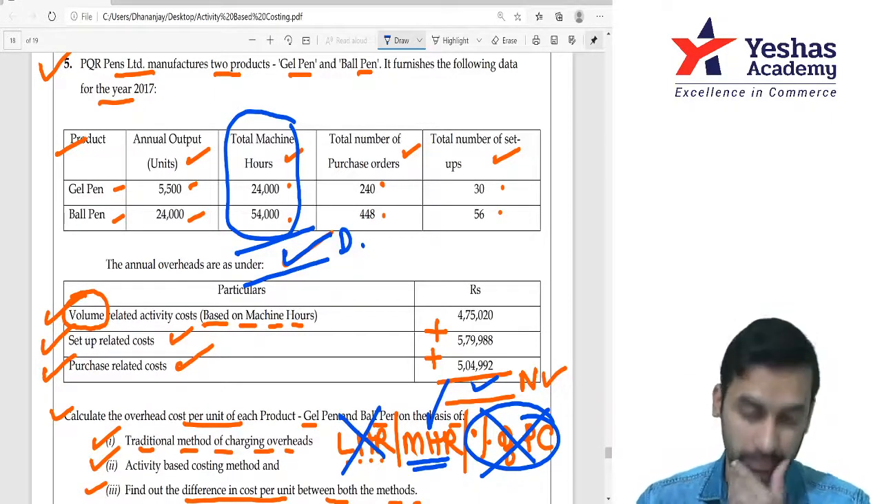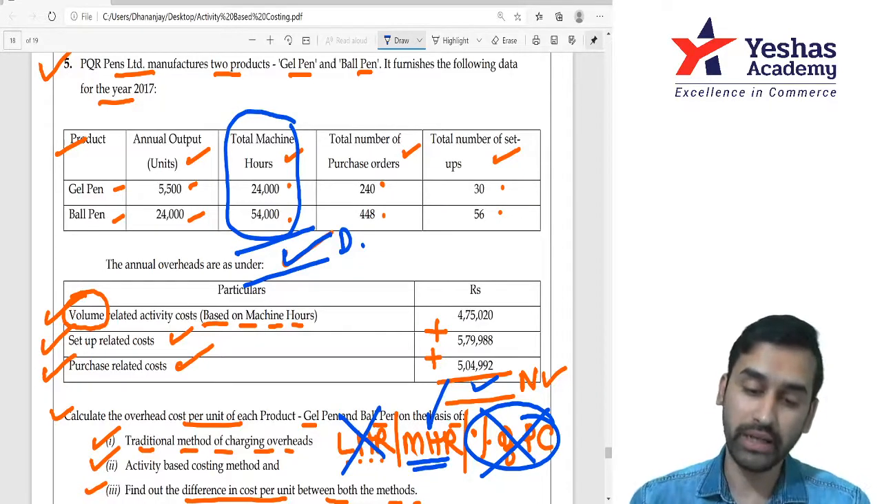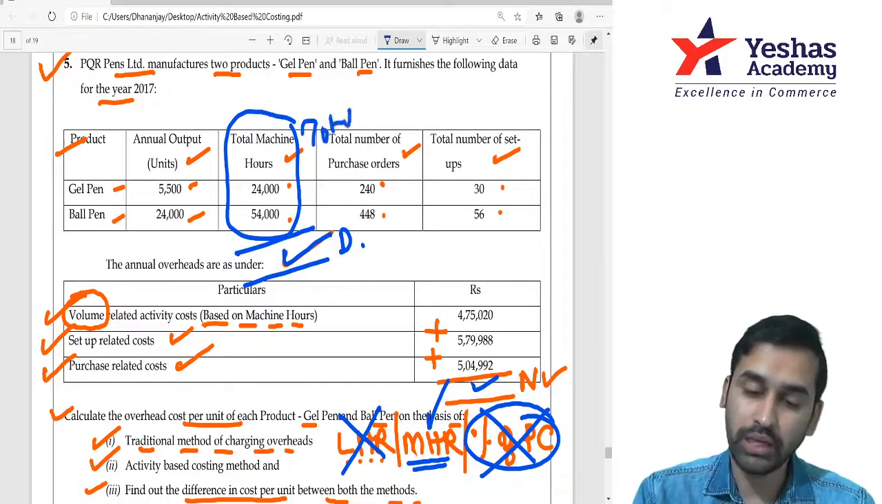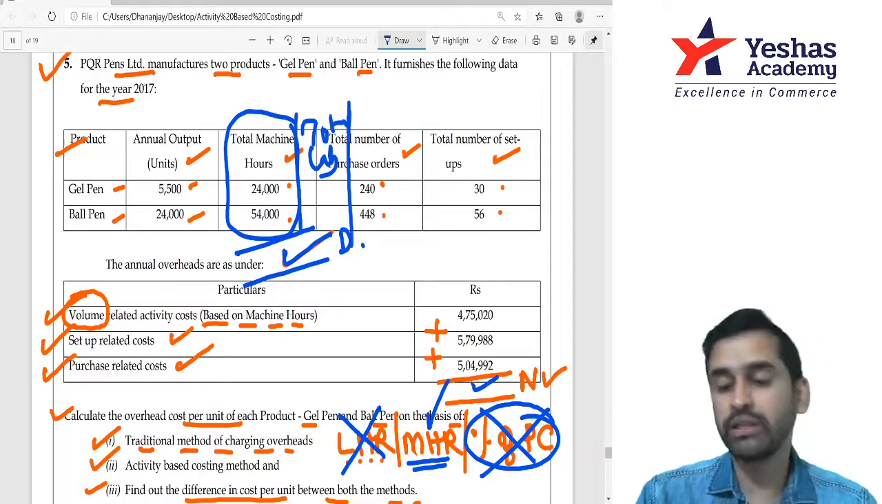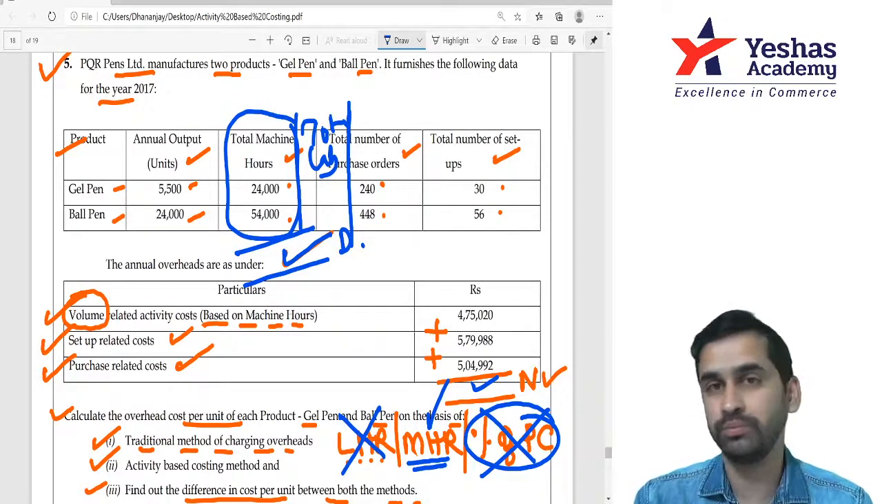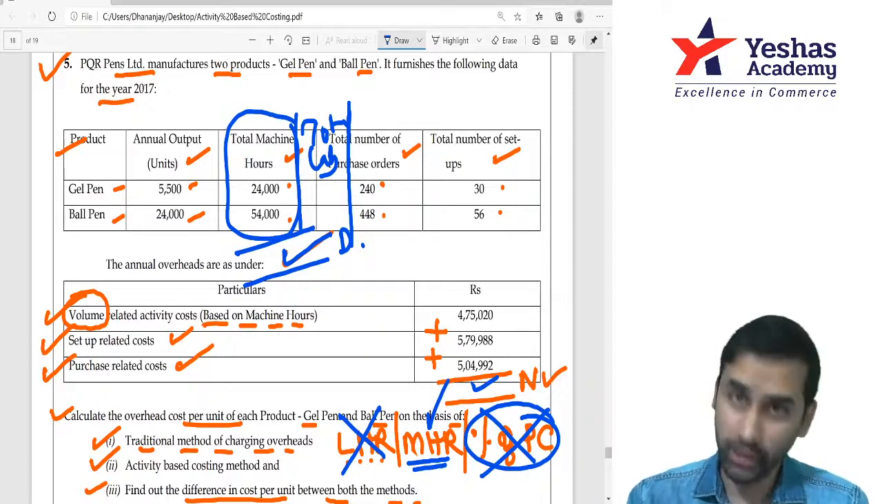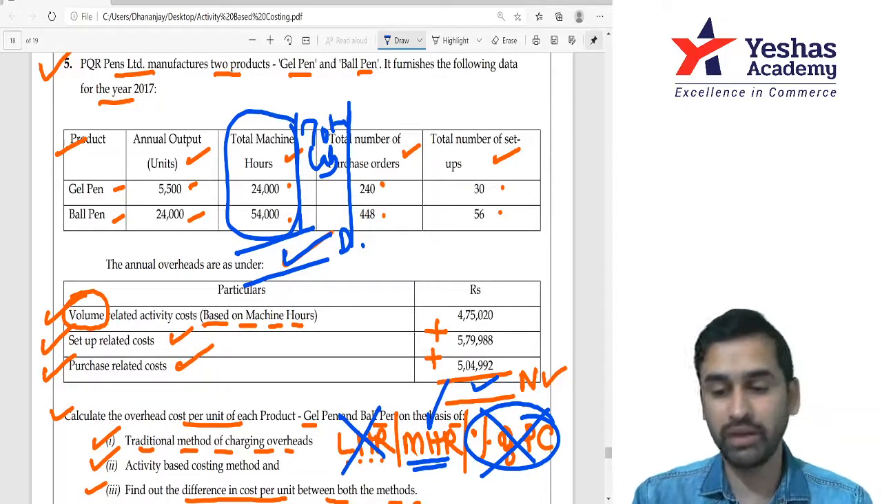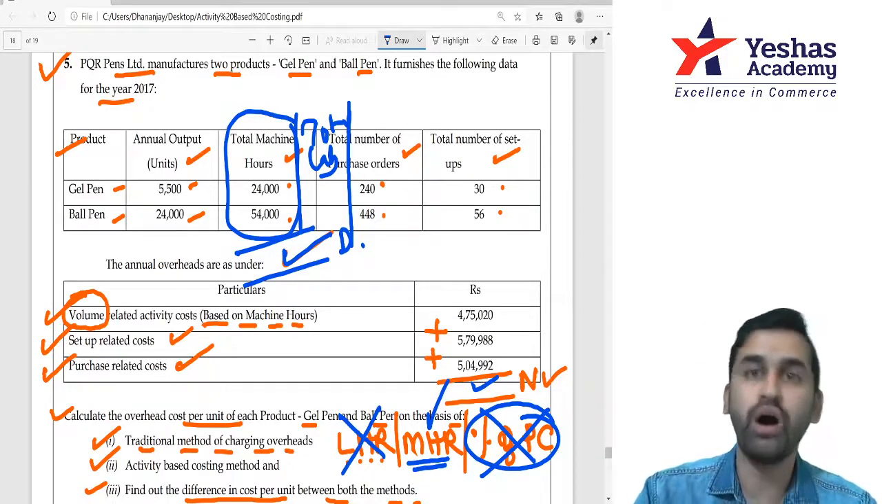Sir, one doubt, sir. What doubt? Sir, what if in the exam they give us total labor hours also? Then whether to go by LHR or MHR, it is up to you. You can choose one out of the two and give a note. You can give a note saying that it can be worked out either under machine hour or under labor hour.